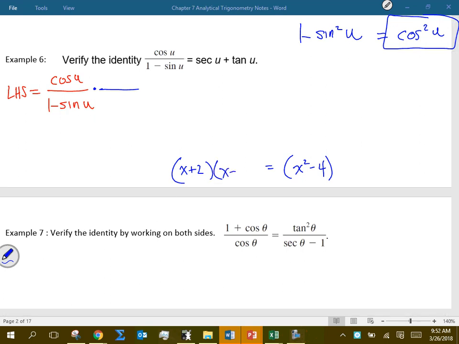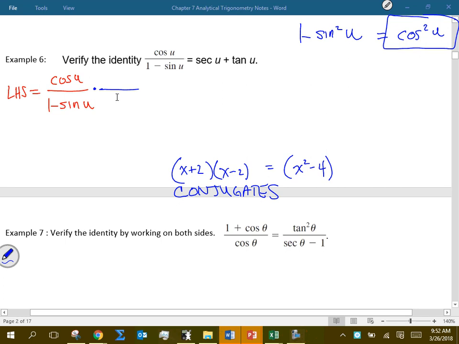Multiply by x minus 2. What were those two things to one another? Conjugates, right? Okay. So, what would be the conjugate of 1 minus sine u? 1 plus sine u. Now, is that still multiplying by 1? Yeah, it's just a convenient version of 1.